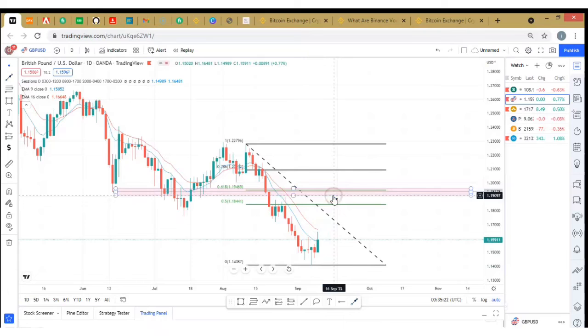So yeah, guys, next week for me, pound is going to go up. When it gets to this zone, then the market will drop. That's my analysis for pound. So yeah, we'll be moving on to gold.